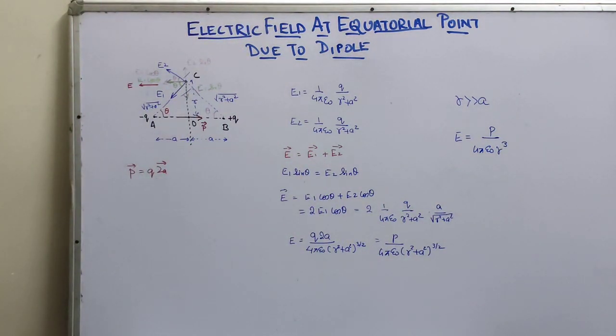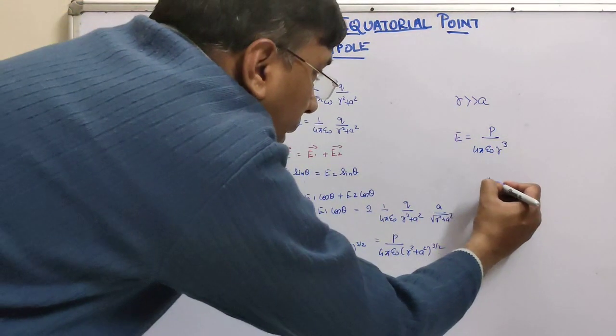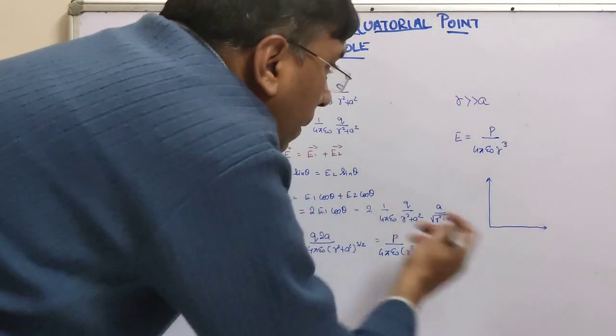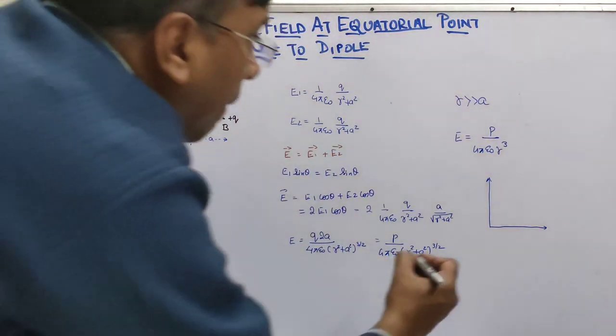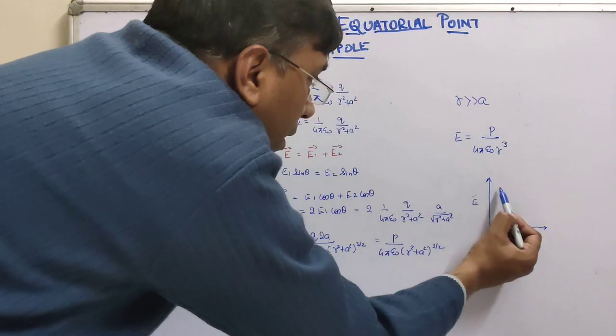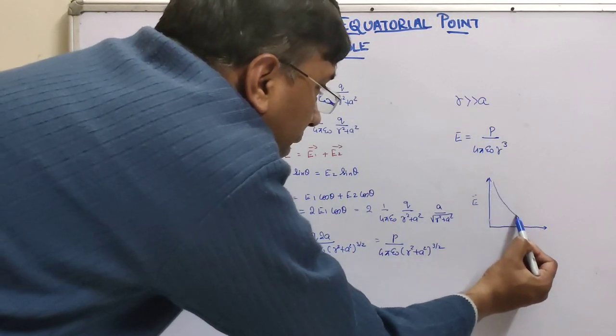And if you plot a graph between E versus R, say here this is E and here you have R, then the graph which you will obtain would be like this.